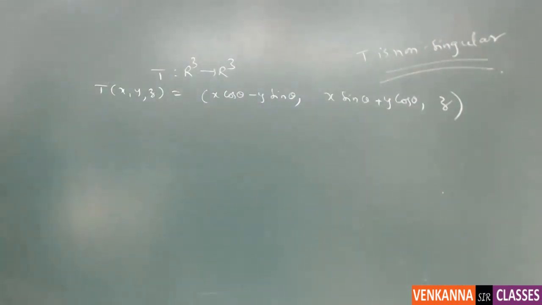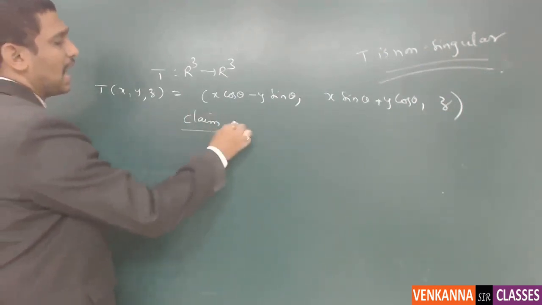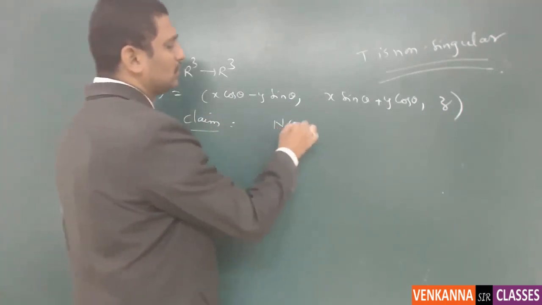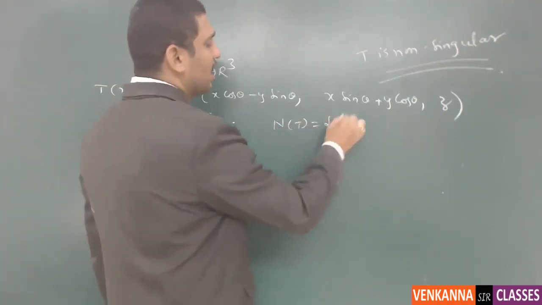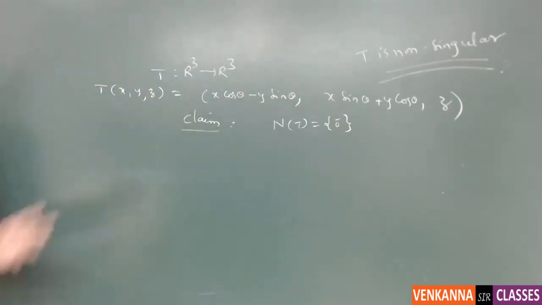Verify whether T is non-singular or not. That was the question. So we simply apply the definition. Our aim is to show that N of T contains 0 only. So how can we prove that?